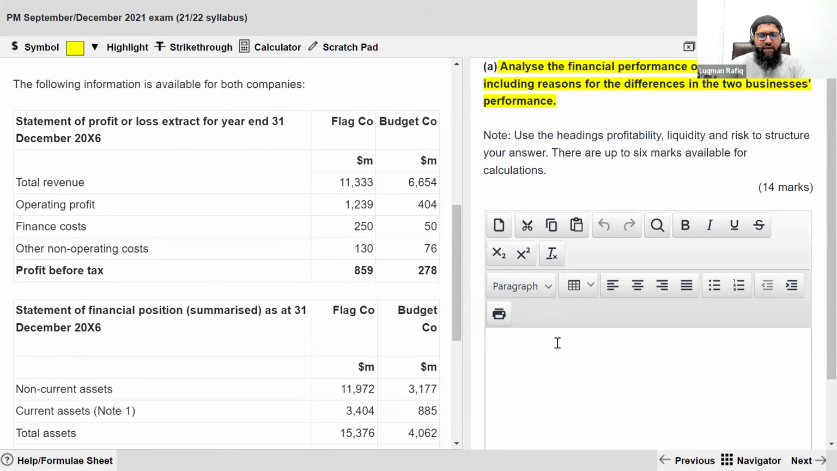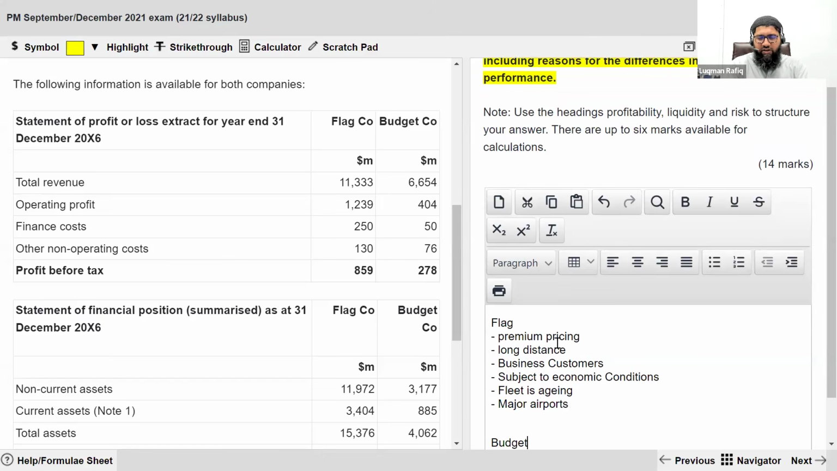Now, see, the major differences between them is that the flag company has premium pricing, long distance, business customers, subject to economic conditions, an aging fleet, and major airports. Whereas when it comes to the budget company, what is the budget company doing?